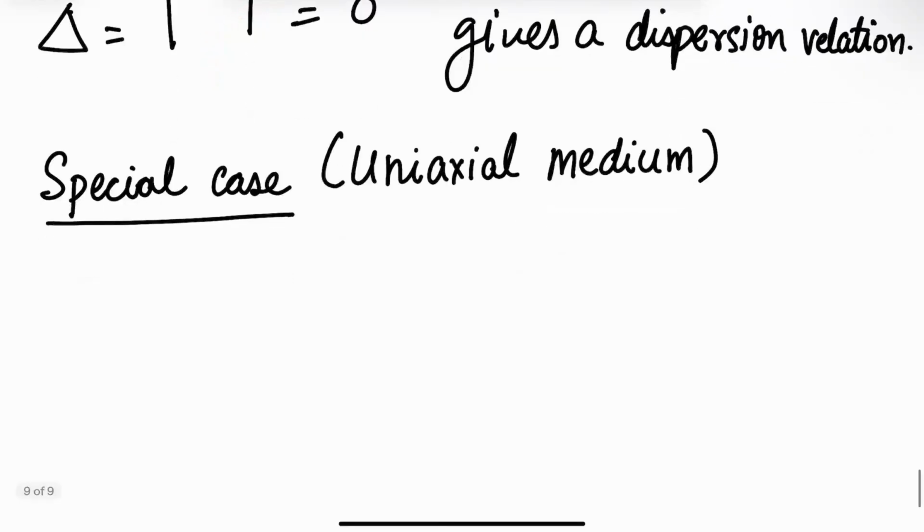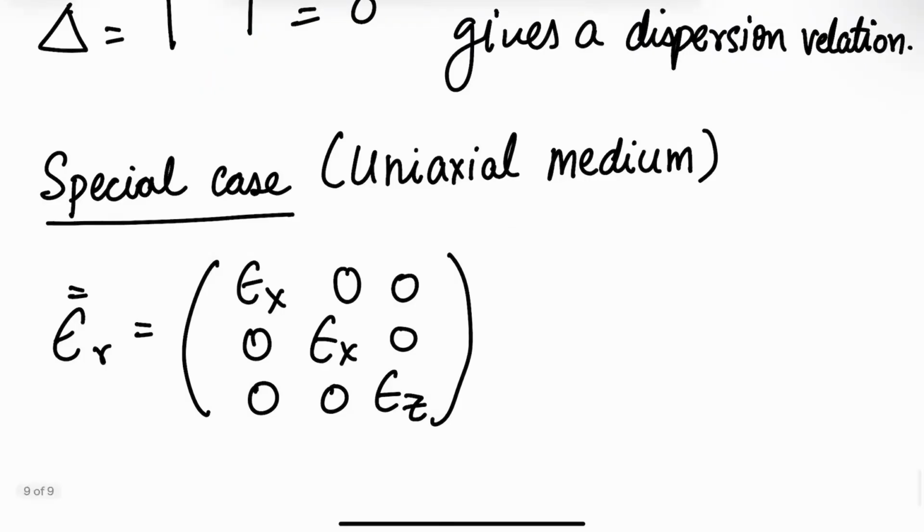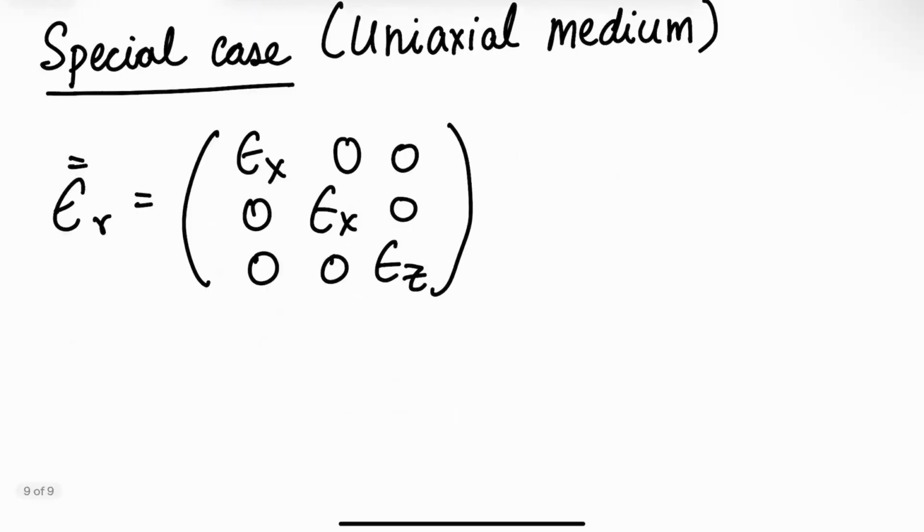Okay, so we know that in a uniaxial medium, we've seen that before. Epsilon r is epsilon x, epsilon z, and the rest are all zeros. Typically, in many cases, you can find a coordinate system and diagonalize the epsilon matrix to be diagonal, epsilon x, y, z. But in a uniaxial medium, we say that epsilon x and epsilon y are also equal. We've seen that before.